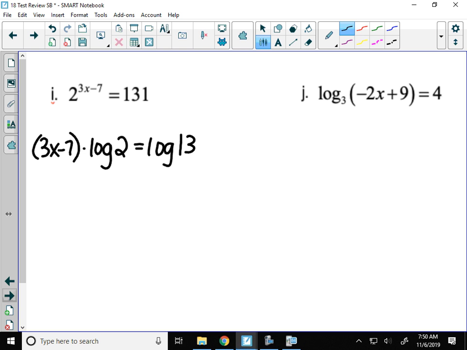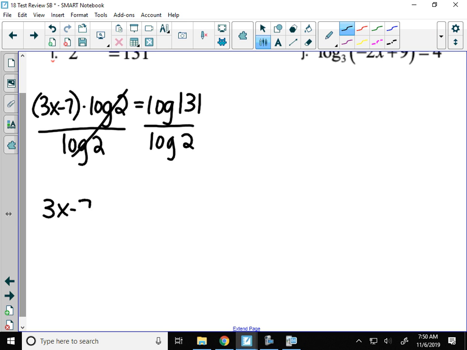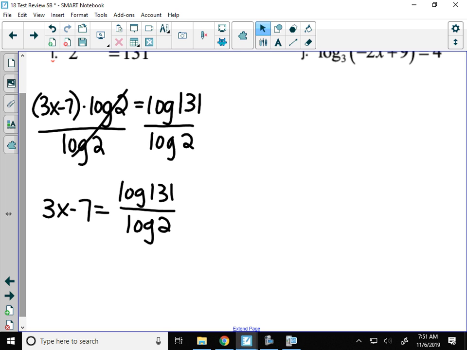equals log of 131. Before I can deal with the 3x and the minus 7, I have to move all the logs to the same side. So I'm going to divide both sides by log of 2. That'll give me 3x minus 7 equals log of 131 over log of 2. Now to finish solving this, I need to add 7 to both sides. I'm going to do this in one step to save some writing. And then I'm going to divide all of that by 3.